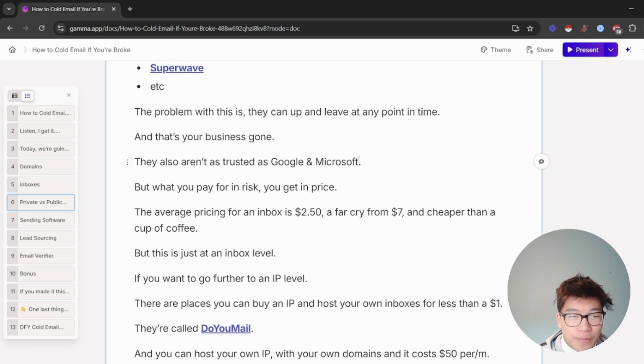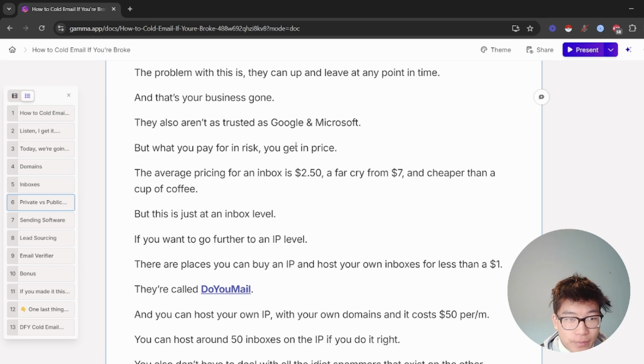So, okay, continuing on. If these guys are private, Google and Microsoft will never go anywhere. These guys can, right? If they shut down their business, if they're not profitable, they can just up and disappear. And that's obviously your outbound gone. If that's one of your main client acquisition channels, and I've had it happen to me where my client acquisition channel just disappears, you don't want that to happen, obviously.